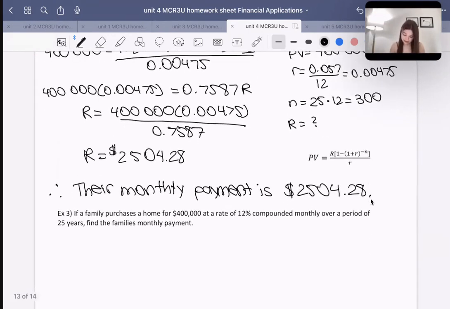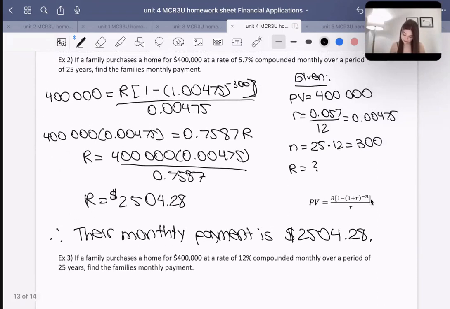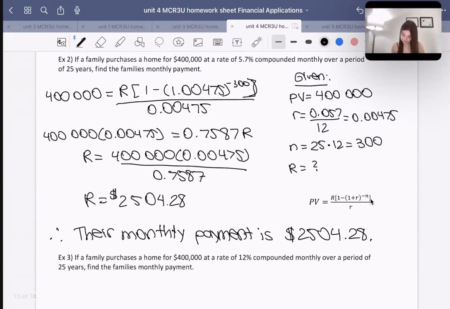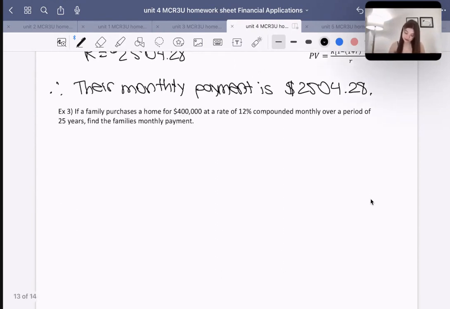If a family purchases a home for $400,000 at a rate of 12% compounded monthly, over a period of 25 years, find the family's monthly payment. Now, this one is extremely similar though, because all the numbers are the same except for the 12% interest rate. So the interest rate is way, way higher. So I'm actually expecting, because of that, the payments to be way higher, even though the amount of time that it's going to take them to pay off this loan is the same, and the amount that they are borrowing is also the same. So let's go ahead and do that.